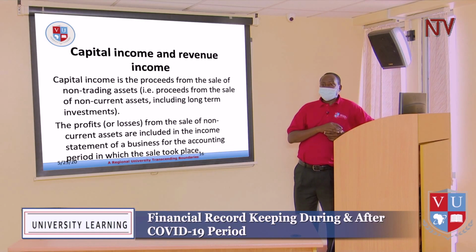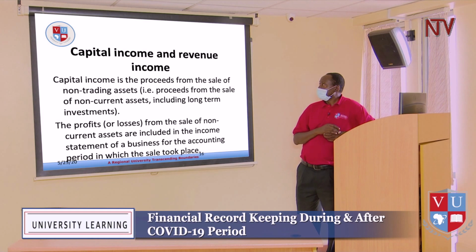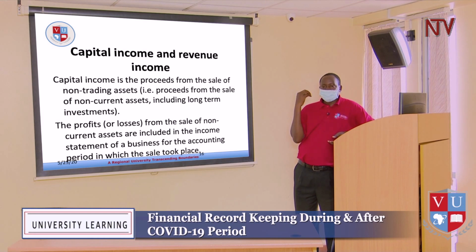Now, let's look at capital income and revenue income. Capital income is income from the proceeds of sale of a non-current asset.